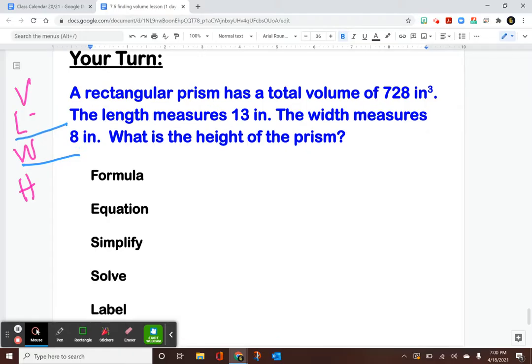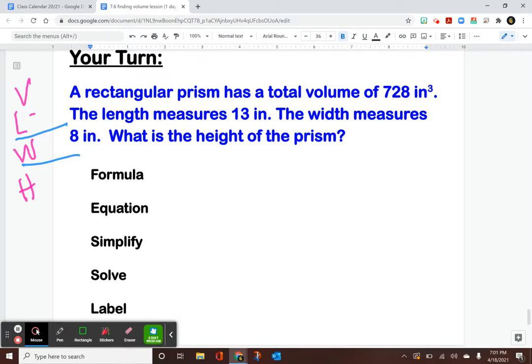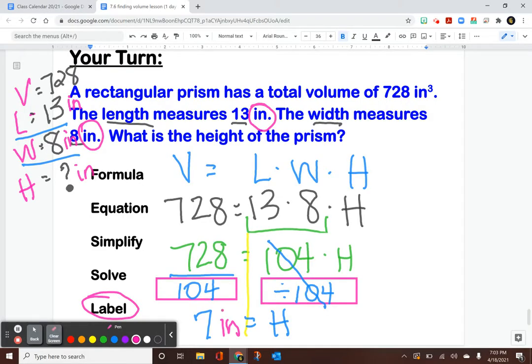We'll pause the video while you work to find the height as well. Let's check and see how you did. Did you choose the formula V equals L times W times H? Did you substitute the values that you did know into the formula correctly? Did you simplify 13 times 8? Did you choose an inverse? The opposite of multiplying your height by 104 was to divide your height by 104. And did you solve for a solution of 7 labeled inches?